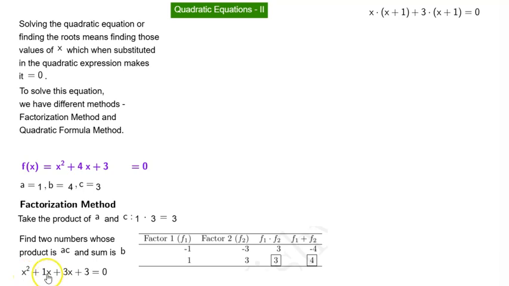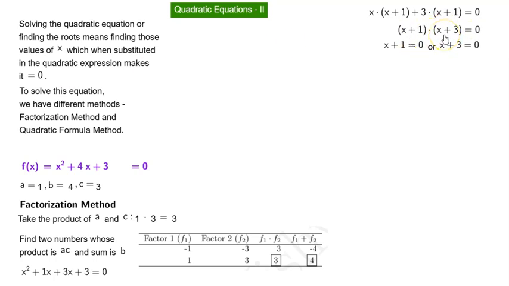Let's take x square plus 1x. Common factor is x, so we take it out. We have x times x plus 1, plus, now 3 is common to both of these two terms, so we take it out. 3 times x plus 1 is equal to 0. Now x plus 1 is common to both of them, so we can take it out and write it as x plus 1 times x plus 3 equal to 0.